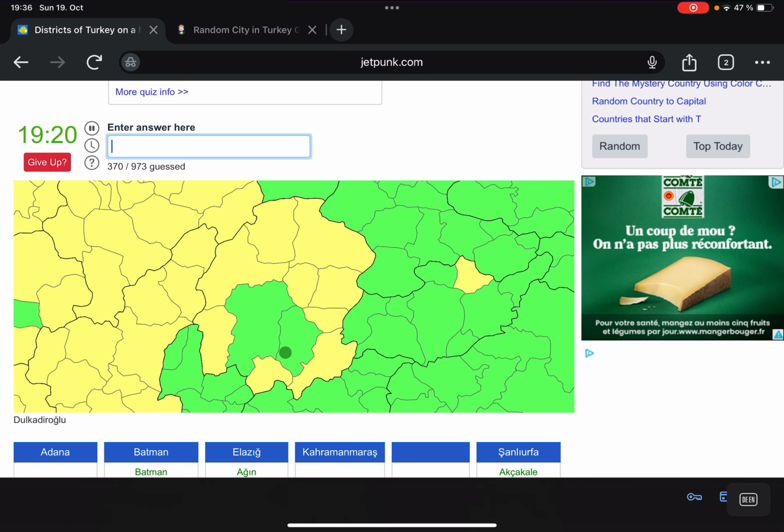And then, yeah, let's just continue with Andırın, Göksun, Pazarcık, Türkoğlu, Çağlayan, Cerit, Afşin, Elbistan, Nurhak, and Ekinözü.